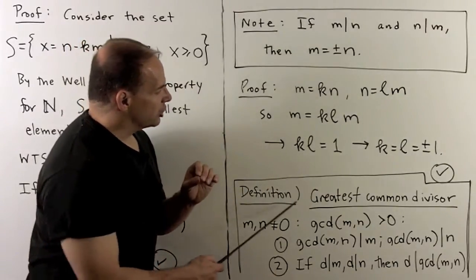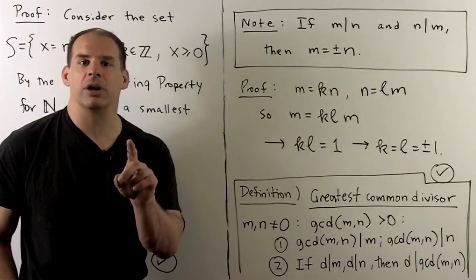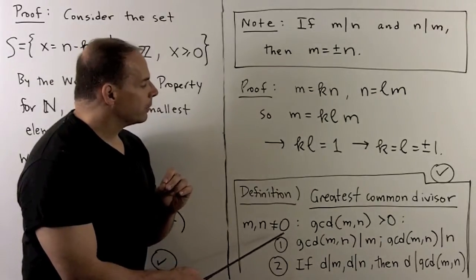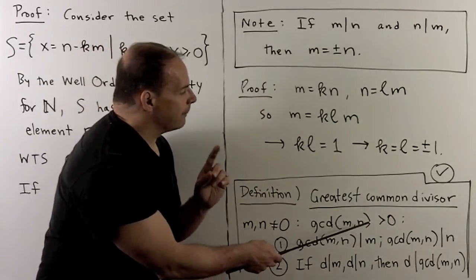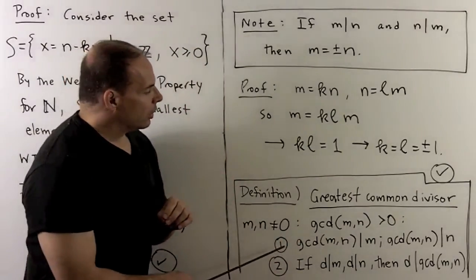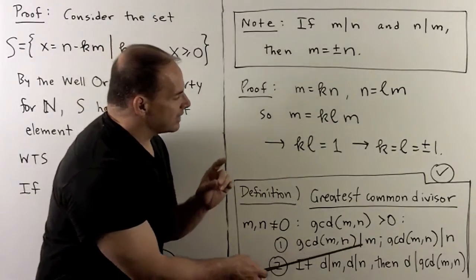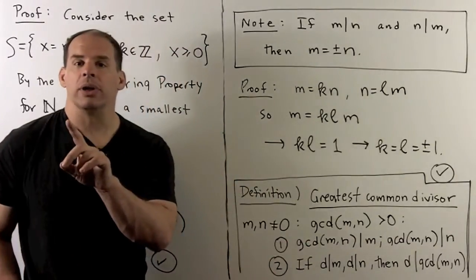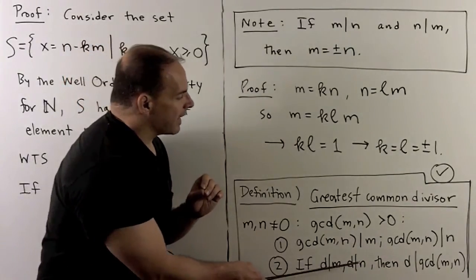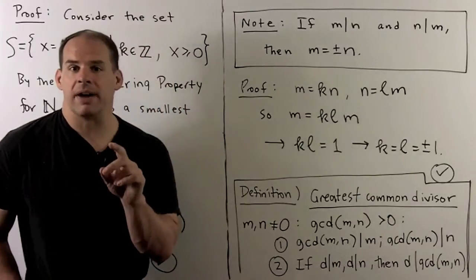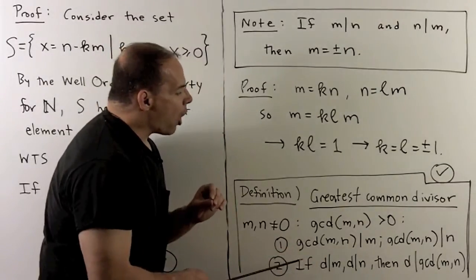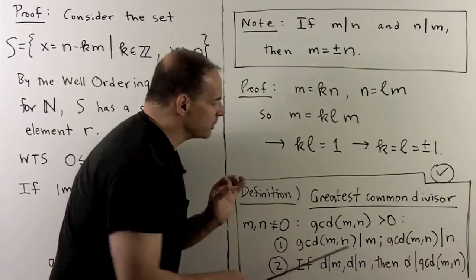Next, a definition. We have the greatest common divisor of integers m and n. We're going to assume that m and n are both non-zero. The greatest common divisor of m and n is a positive integer. It satisfies the following two properties. First, the greatest common divisor of m and n divides both m and n. Second, if d divides m and d divides n, then d must divide the greatest common divisor of m and n. So it's a common divisor, and among all common divisors, it's the greatest in terms of division.